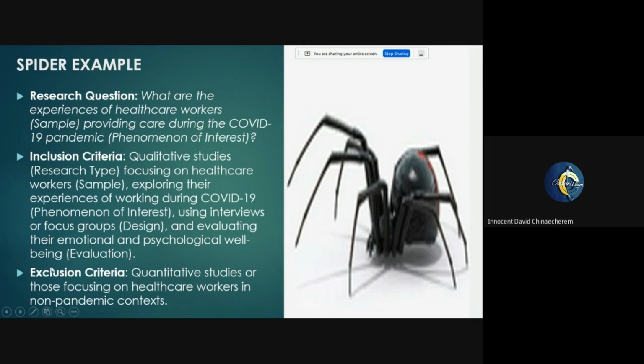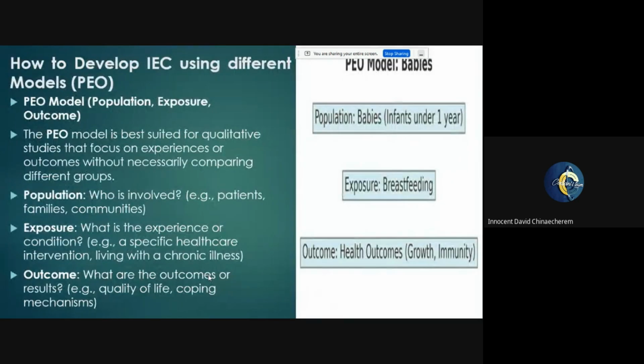Then the emotional, psychological well-being is the evaluation. So in our exclusion criteria, we don't necessarily need to contrast this, but we need to find out specific things that may be our research question content, but we are not really interested in. So that is it. We're also going to show detailed examples from where we've tabulated them.